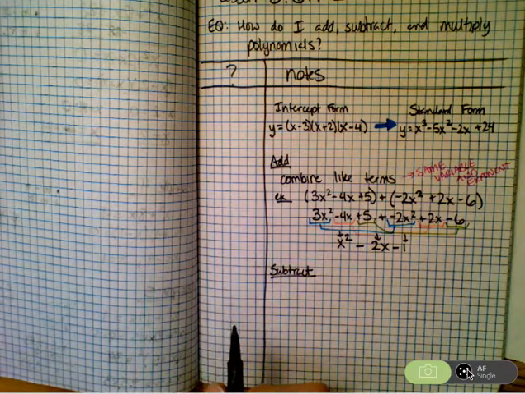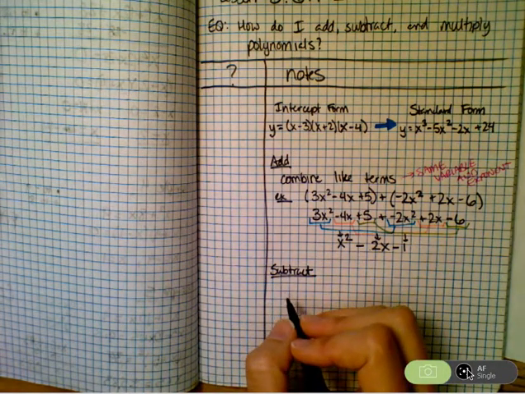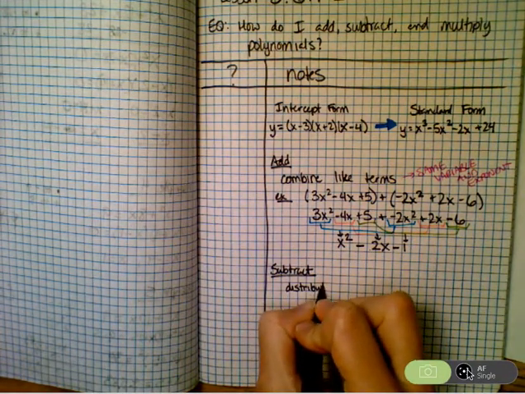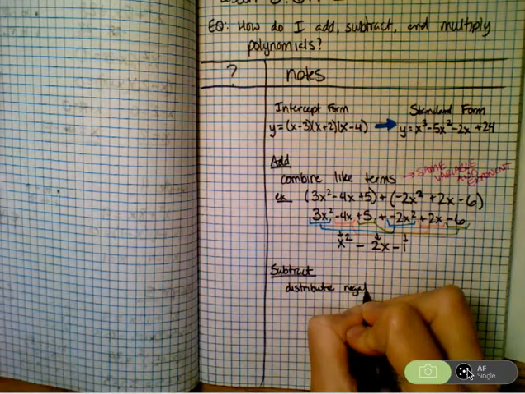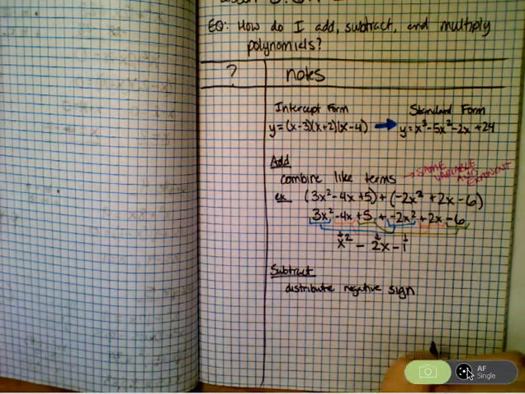I'd be happy to. Okay, so when we subtract, the first thing you have to do is distribute the negative sign to everything inside the parentheses.